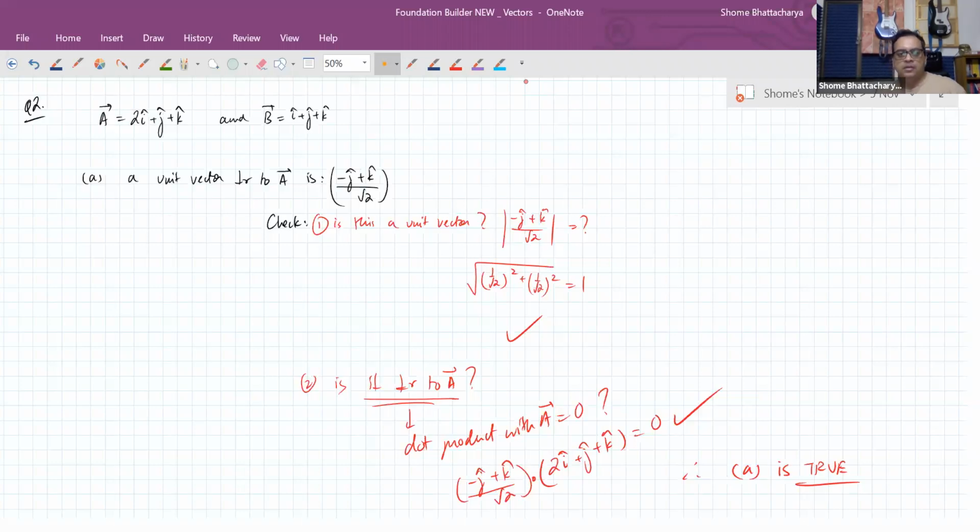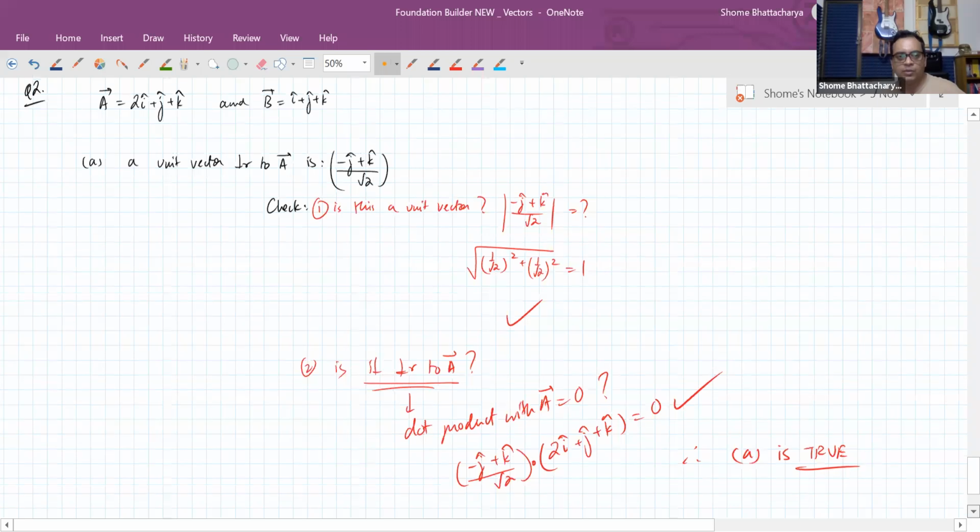Okay. So that is how you can check all the options which are saying that you are looking for a unit vector perpendicular to one of them. So if it is with respect to B, then the dot product with B should be 0. If it's with respect to A, then the dot product with A should be 0. If it's perpendicular to both A and B, then the dot product with both should be 0. So you can get an option like that also, though in this question there is no option like that. It's only one at a time.